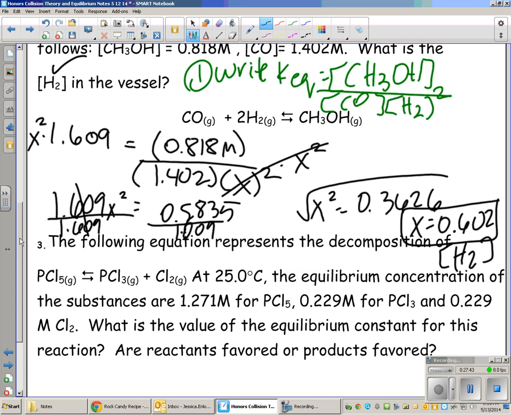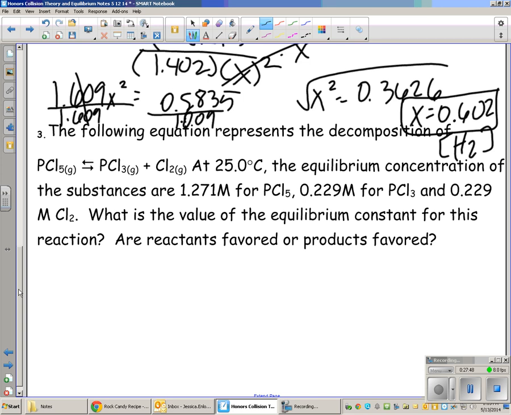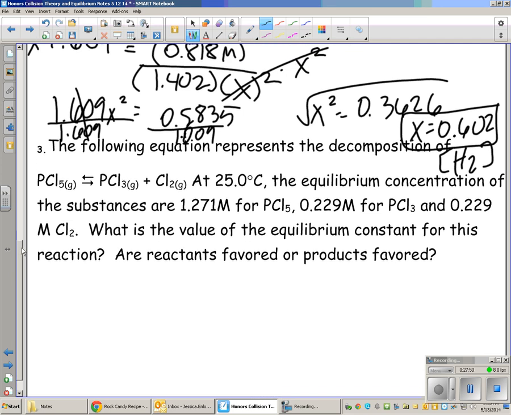Okay? And then I don't know if I want to do this one. Let me double check. Oh, I do, unfortunately. Okay, because it's got the favorability. All right, the following equation represents the decomposition of phosphorus pentachloride, which equilibrates to phosphorus trichloride plus chlorine gas at 25 degrees C. Don't care. Okay. The equilibrium concentration of the substances are blah, blah, blah. What is the value of the equilibrium constant for this reaction? Are reactants favored or products favored? Do it.